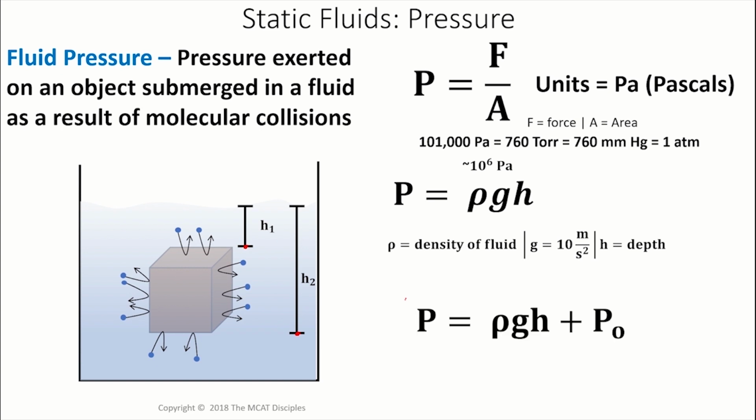We won't go there yet. So, pressure is equal to rho g h. You can determine the pressure based on the density of the fluid, how heavy the fluid is, times gravity, times the height, and that'll get you units of pascals.